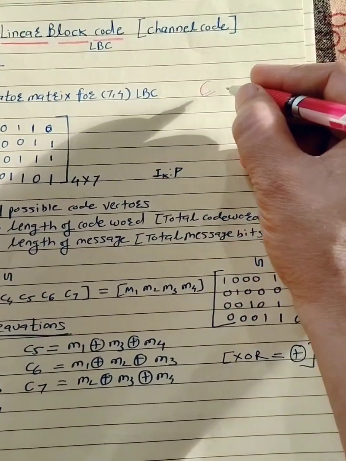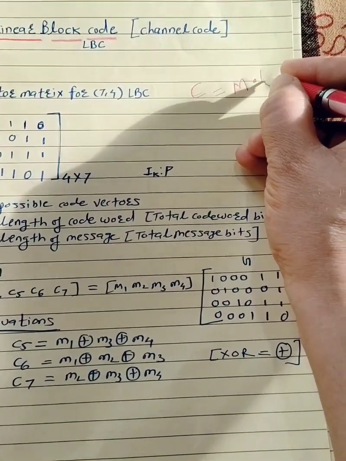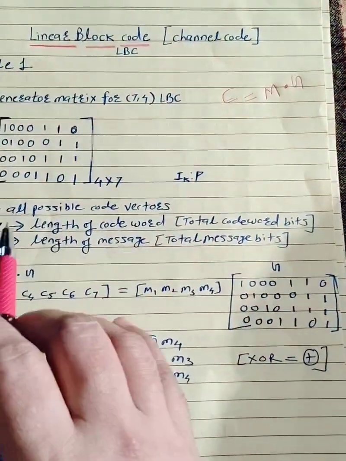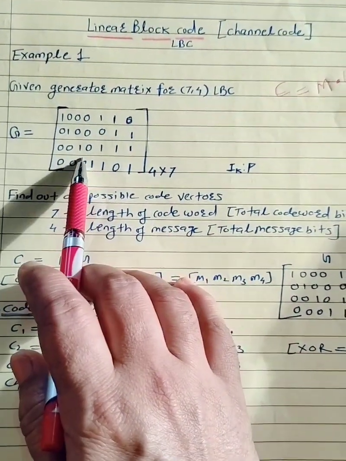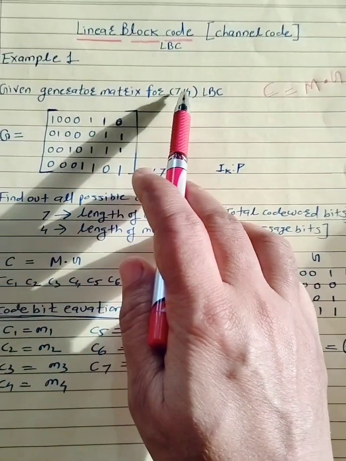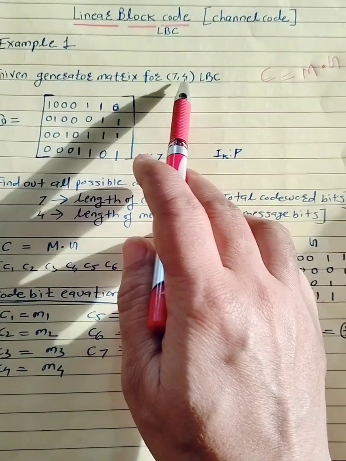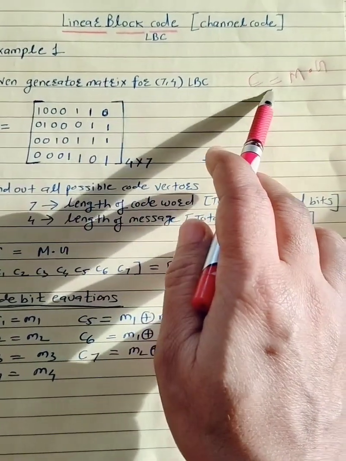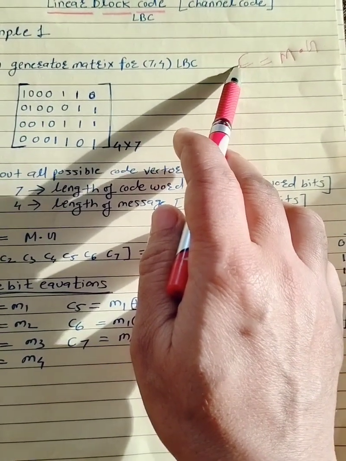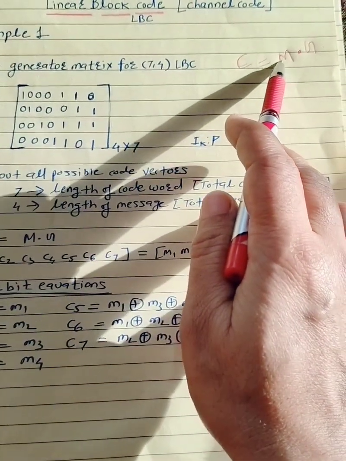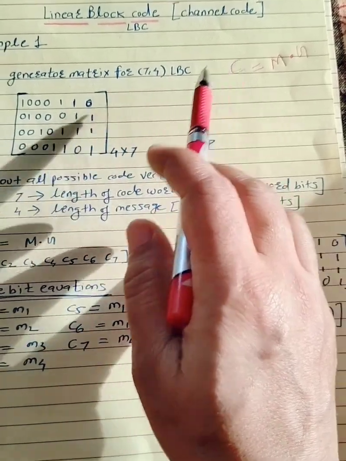The code is generated by multiplying the message with the generator matrix. So the generator matrix they will give to you. So this is the generator matrix and the code is (7,4). First understand what is this 7 and what is this 4. 7 is the length of this code, that means this code has 7 bits, and 4 is the length of the message. So message bits are 4 and code bits are 7.